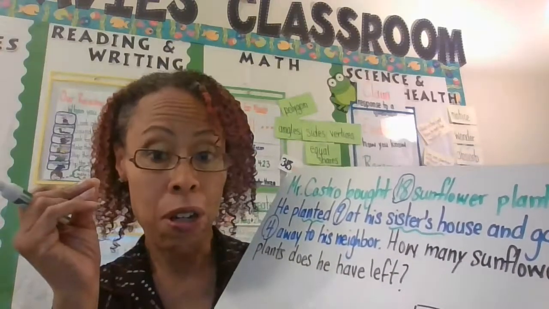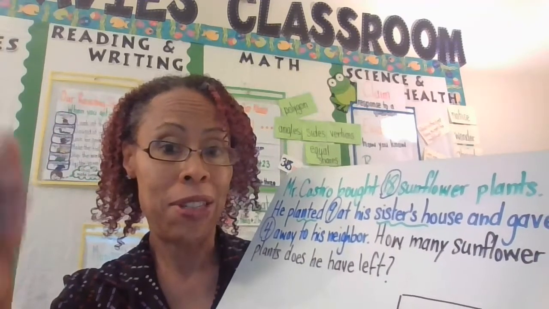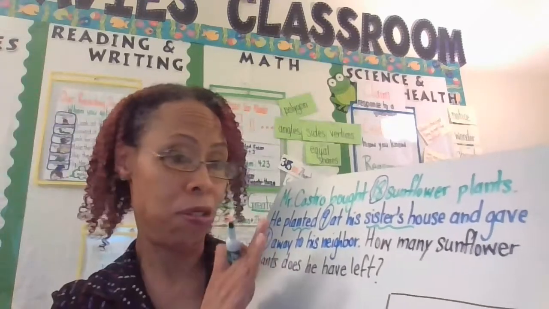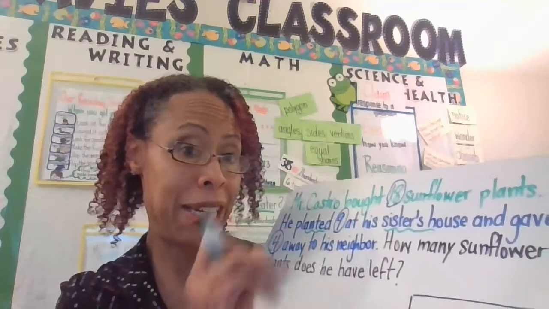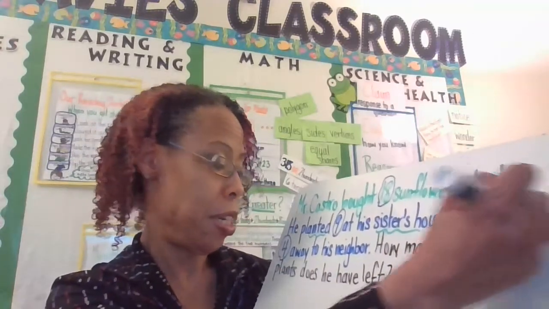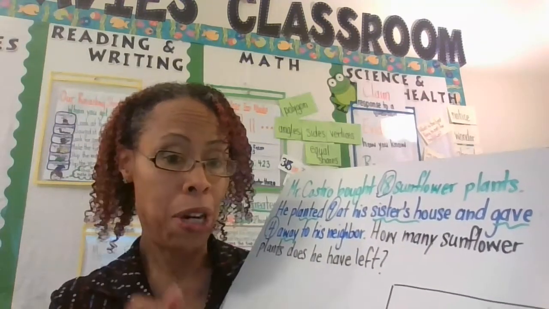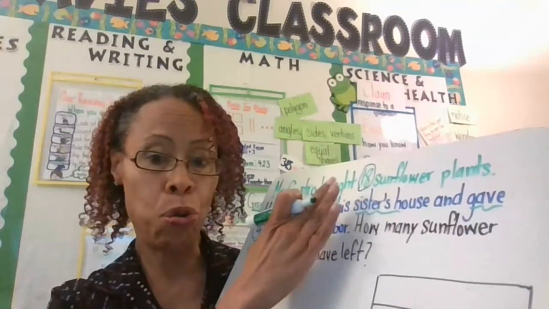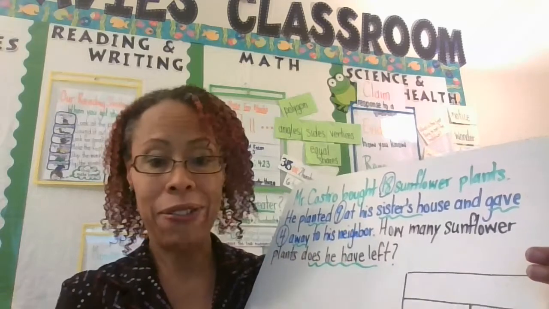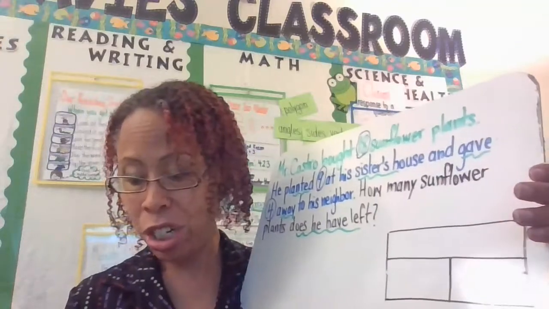We can infer that if he planted the flowers at his sister's house, he no longer has access to those plants. They are now belonging to his sister. So he has given them away. He has taken them away from what he had. And he also gave away 4 to his neighbor. So those are 9 and 4 that he no longer has out of that total of 18. Okay? Again, we're focusing on how many does he have left, how many are remaining. All right, so we know there's going to be some subtraction involved.